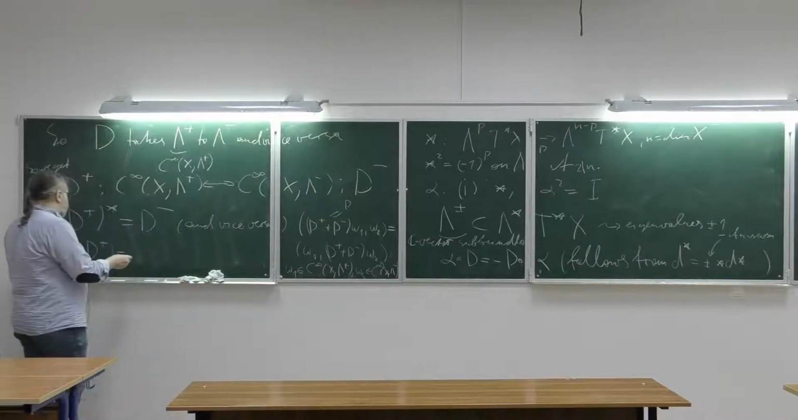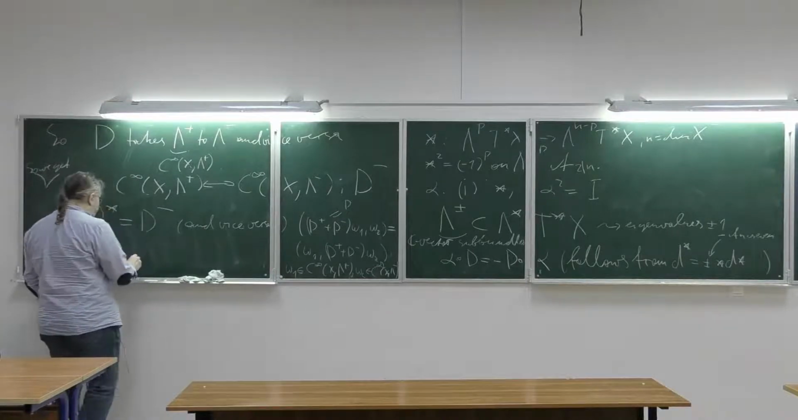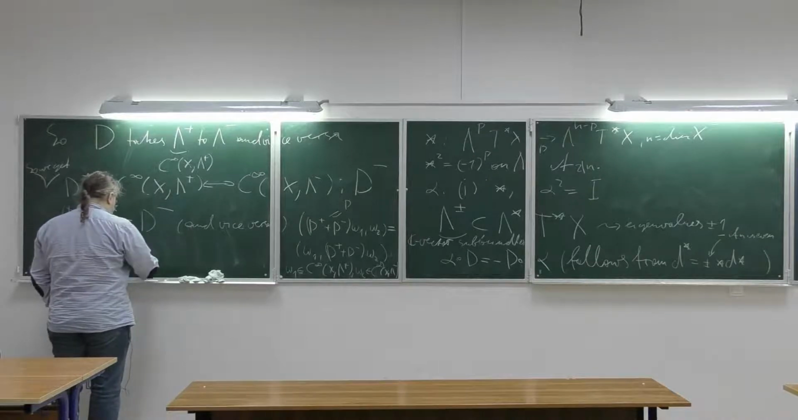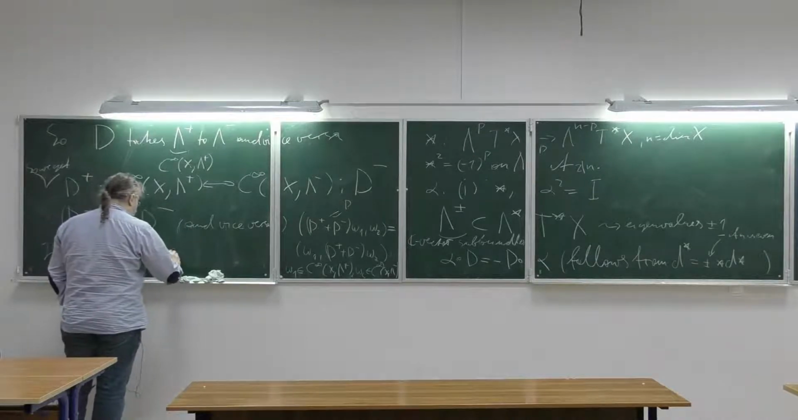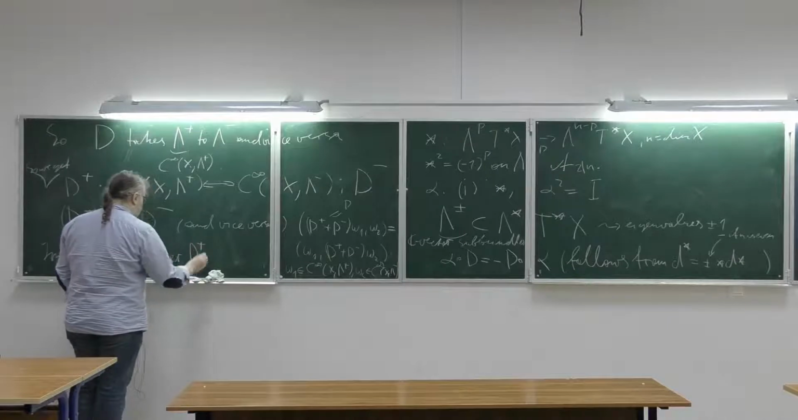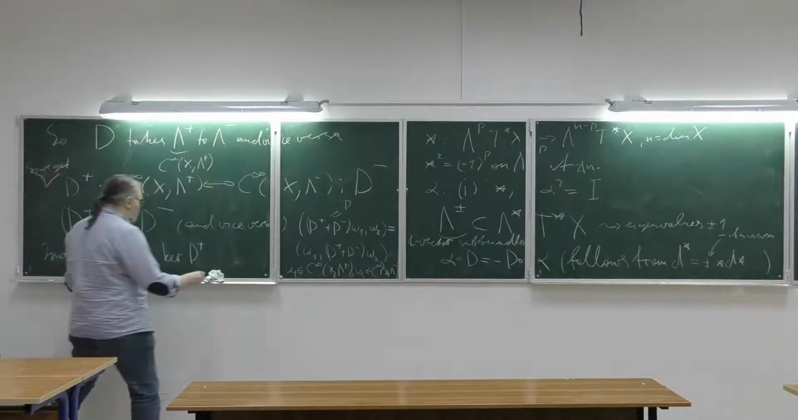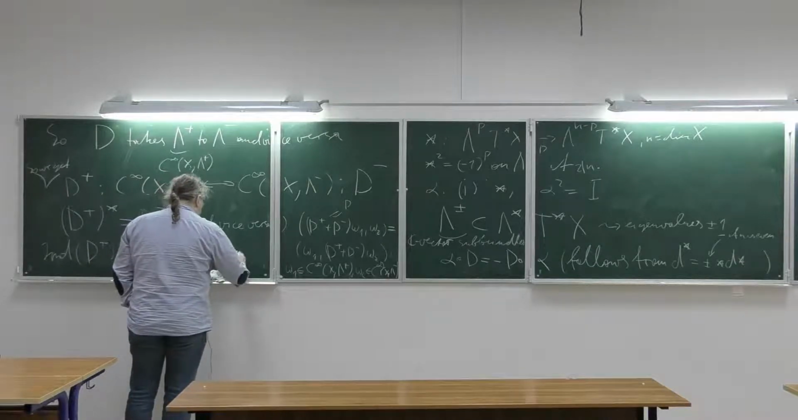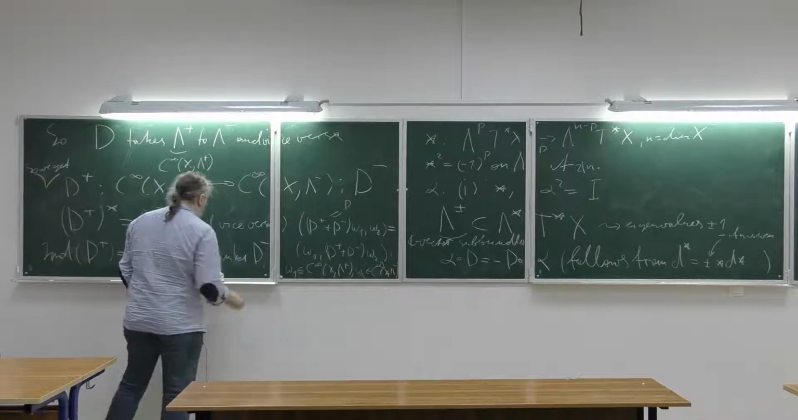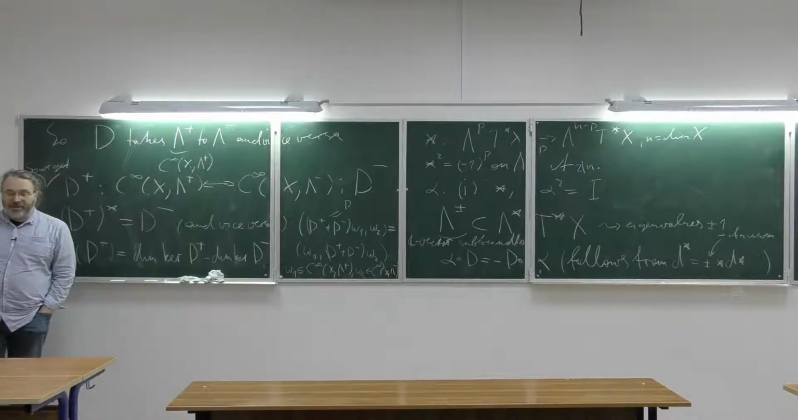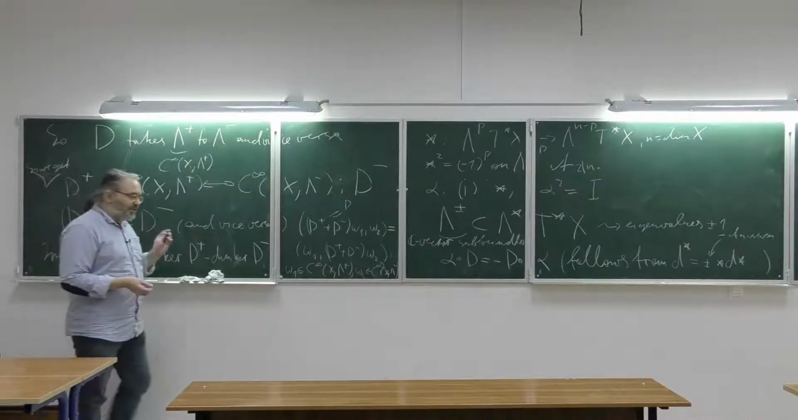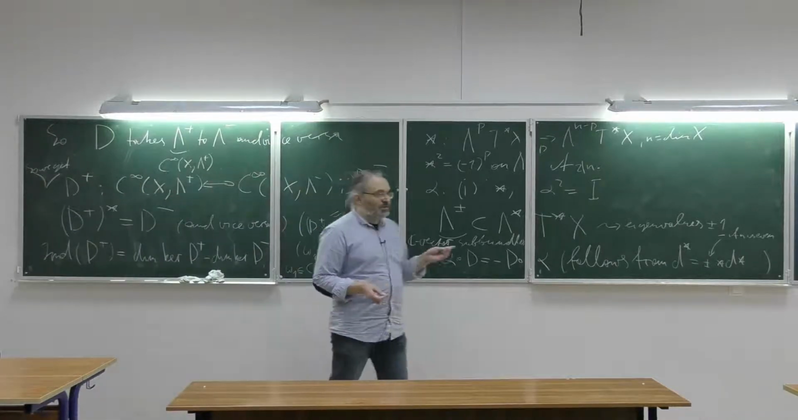The index of d plus is the dimension of the kernel of d plus minus the dimension of the kernel of d minus. And this is again something we saw a few weeks ago.